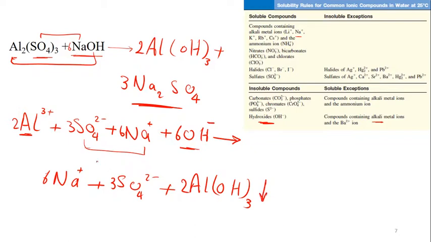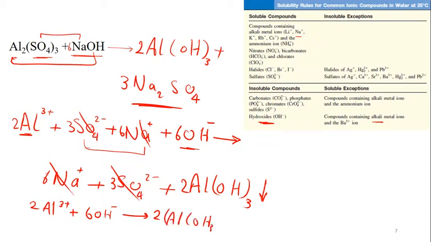Now if I cancel the parts that appeared on the two sides of my ionic equation, it will be the sulfate and the sodium. If I try to write the net ionic equation, it will be 2 aluminum plus 6 hydroxides to give me 2 aluminum hydroxide, Al(OH)3, and that will be a precipitate.